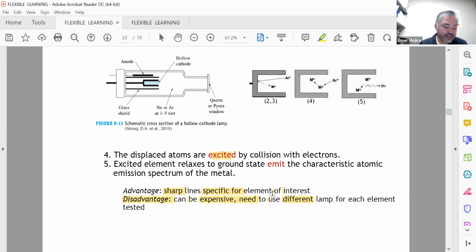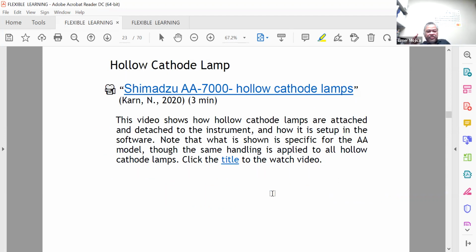Now, the advantage of this hollow cathode lamp is that it has sharp lines specific for the elements of interest. The disadvantage, again, has something to do with cost. Why? Because for each element you use a different lamp. You can watch the video here to show how the cathode lamp is attached or detached to the instrument. I'll try to video how we use or replace the hollow cathode lamp in AAS maybe next week, because we have an experiment on AAS, so that you can see it firsthand.